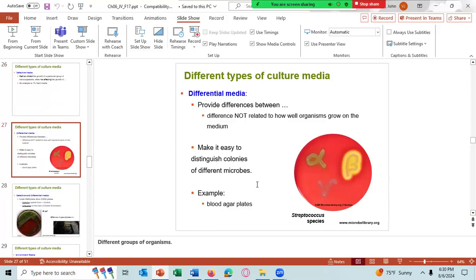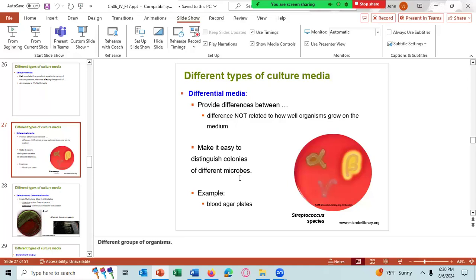We also have a differential media. This media has different chemicals in it that provide visible differences between two different types of cell. So the chemical will make a visible difference, allowing you to see differences between two different types of cell. The difference will usually be a color, but it could be something different happening on the plate. The difference will not be related to how well the organism grows on the differential media. But it does make it easy to distinguish colonies of different types of microbes.